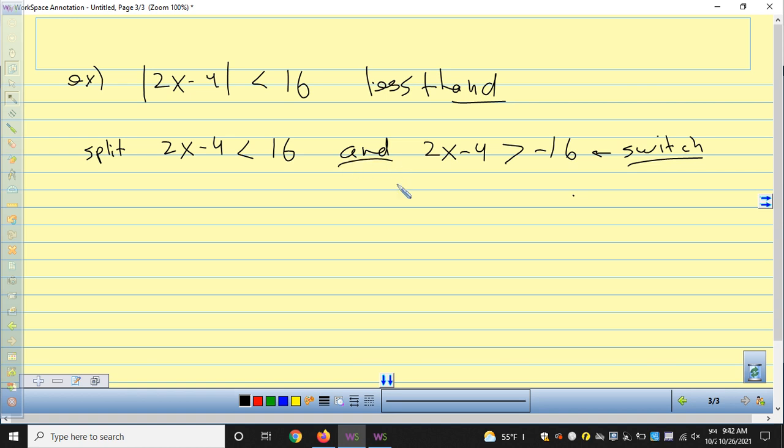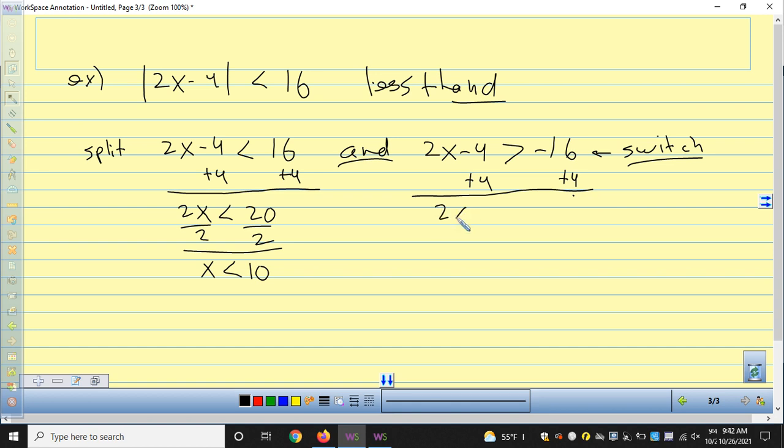Well, now I get x by itself. So I add 4. When I do that, I get 2x is less than 20. Divide by 2, and x is less than 10. Do the same thing here. Add 4. Now I get 2x is greater than negative 12. Divide by 2, and I get x is greater than negative 6.